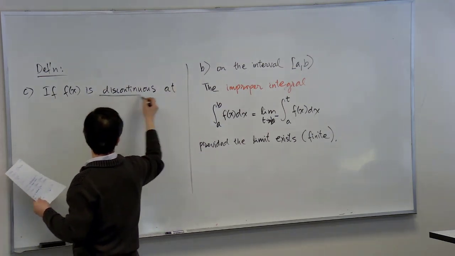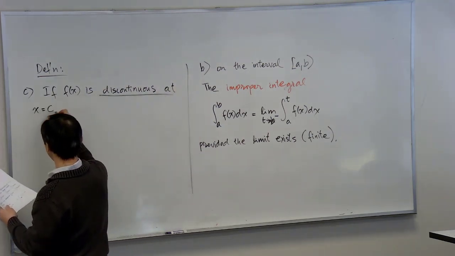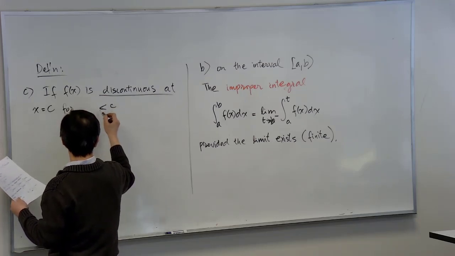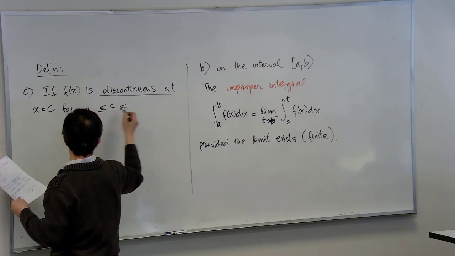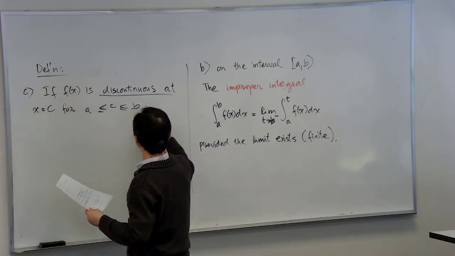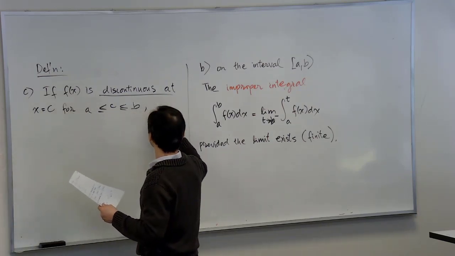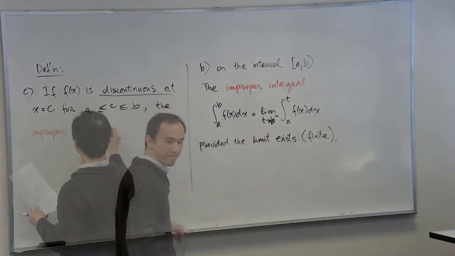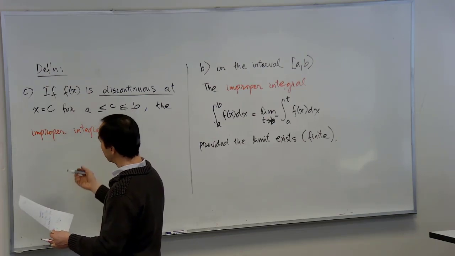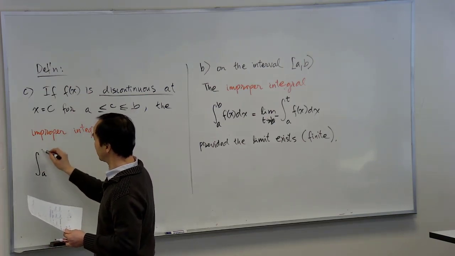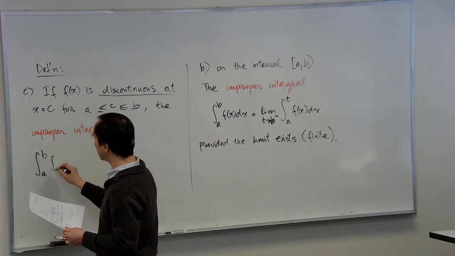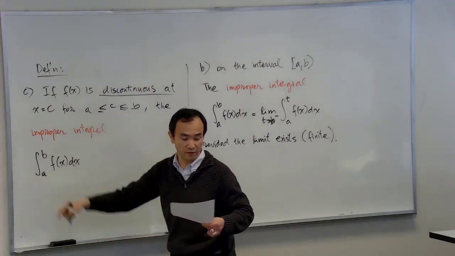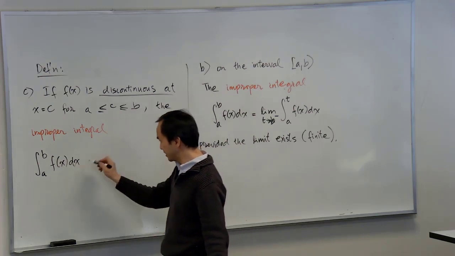Suppose the function is discontinuous at some x equals c, with the c value being anywhere between a and b. Then in that case, the proper integral goes from a to b. At first sight it looks like nothing unusual, but be aware that there's a discontinuity inside of your integration interval. That's the dangerous thing.